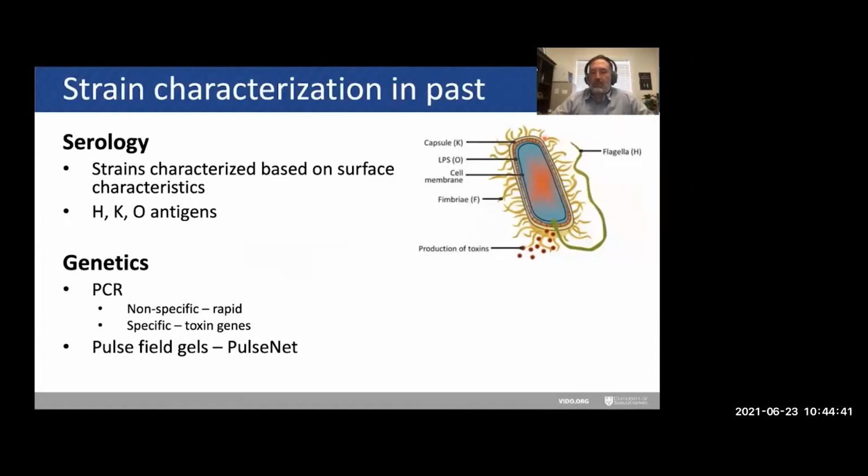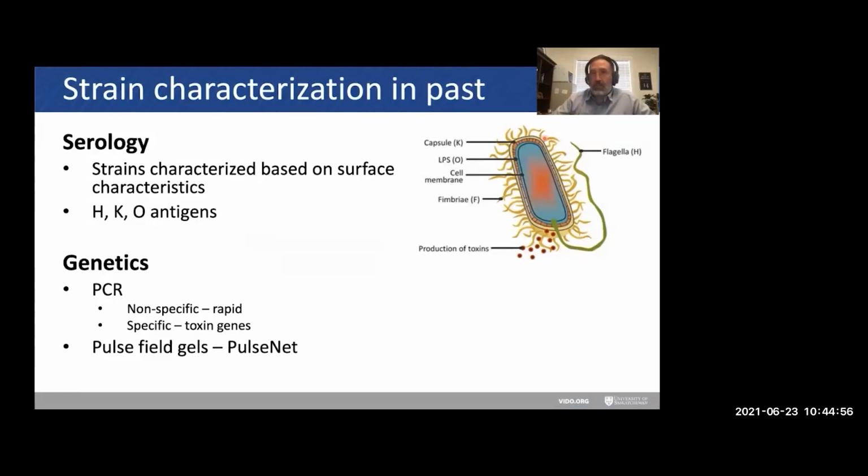So in the past, bacterial strains that would cause infections would be characterized typically by things present on their cell surface. And these would be the H, K, and O antigens. So this is something called serologies. When you talk about a serotype, that's what we're talking about. When you think of O157H7, it relates to these antigens.